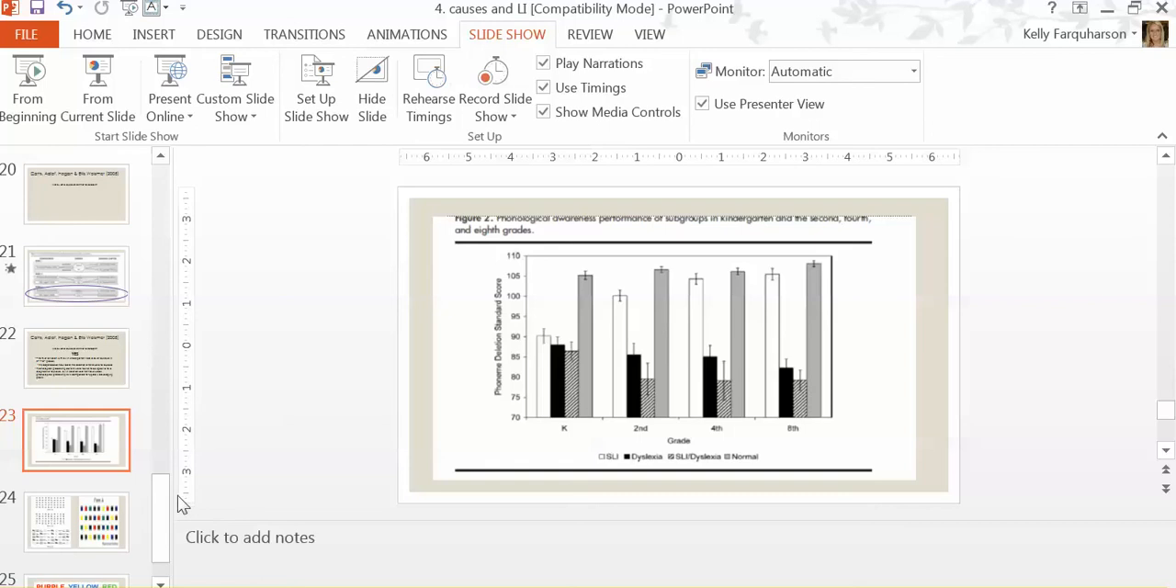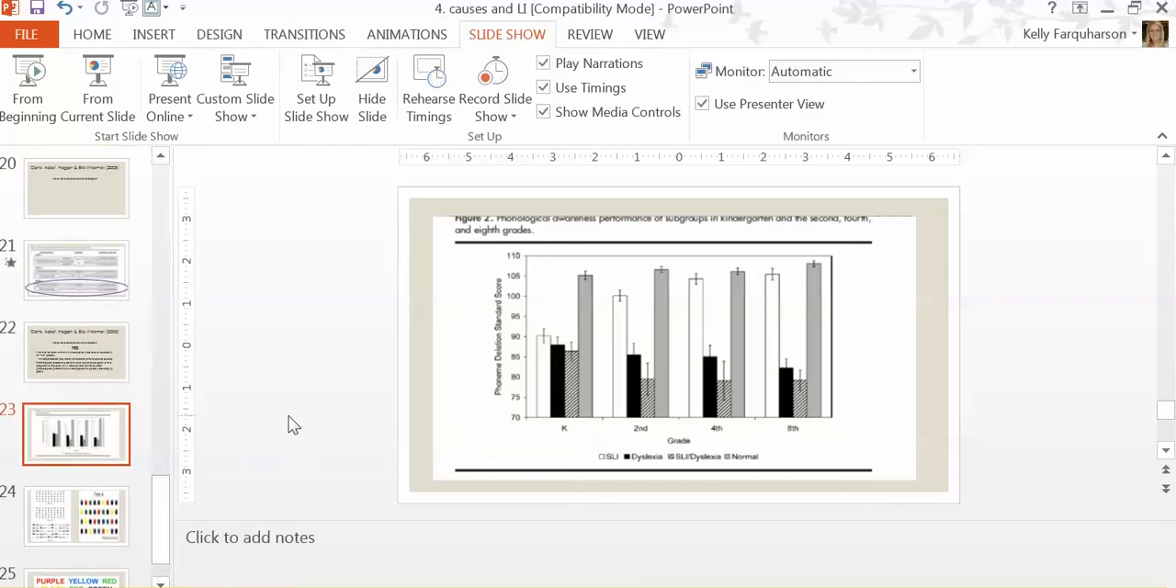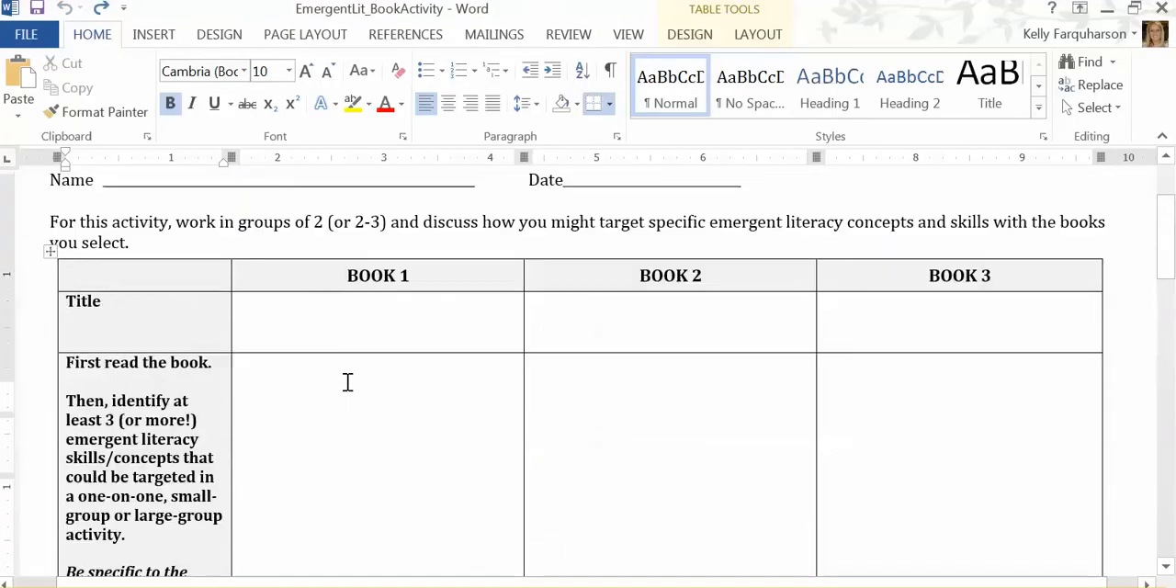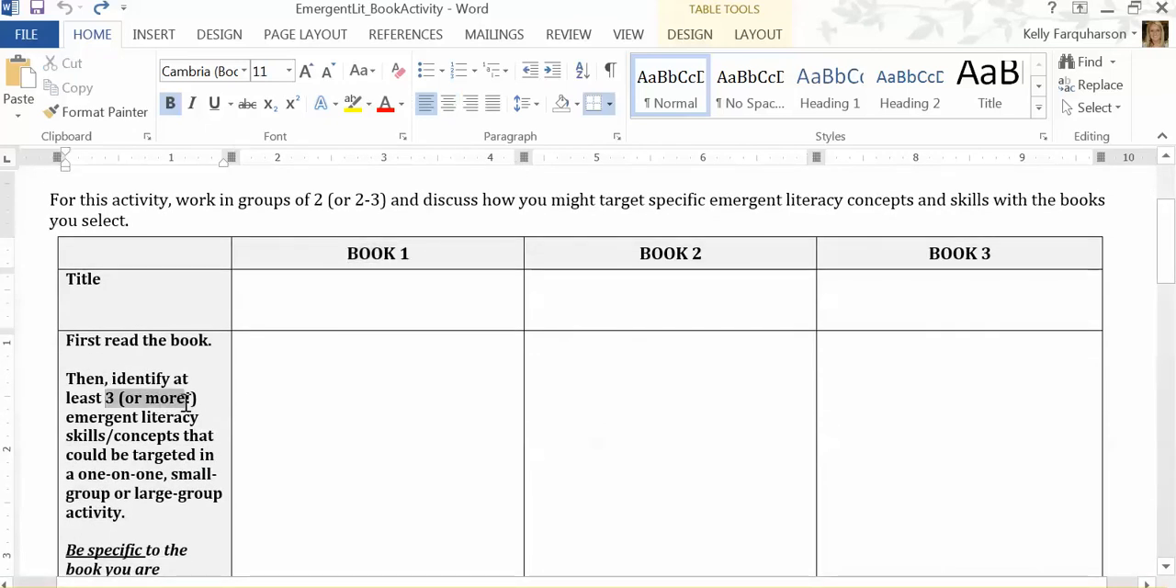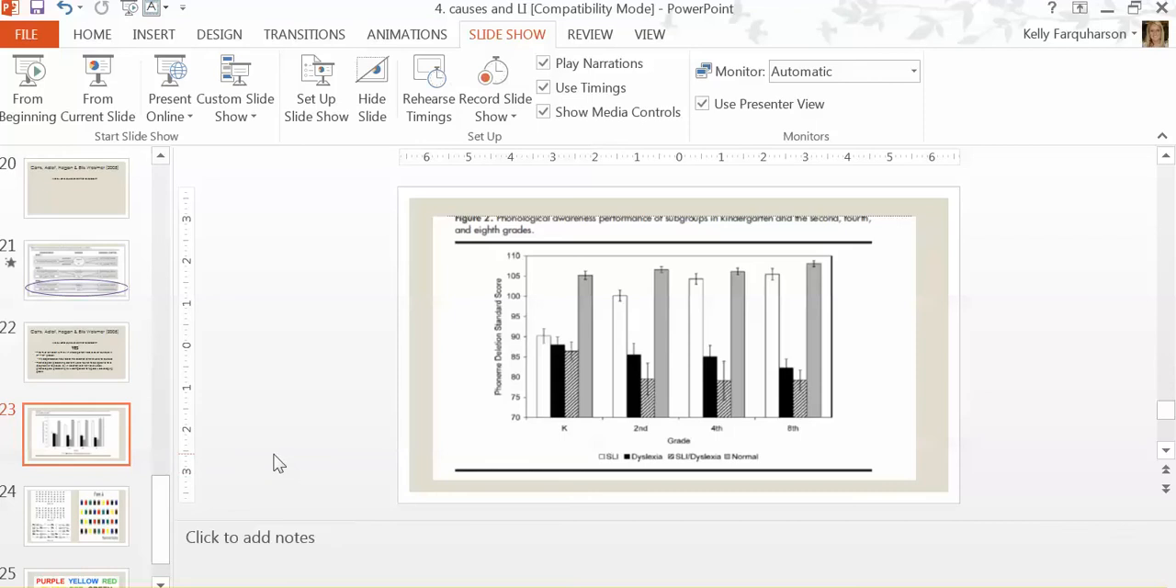Okay, so that's all I have for our lecture today. Your next jobs are to fill out the emergent literacy form for one book, giving us about 3 or more, if you'd like to, emergent literacy skills or concepts that could be targeted. And then head over to the discussion board and post at least one comment or question to one of the threads that your discussion leaders will post. Those are the 2 things, in addition to listening to this, that you have to do in order to be counted as present for class today.